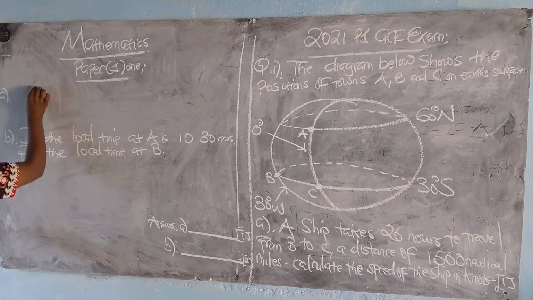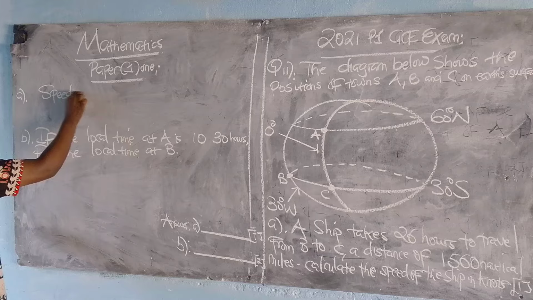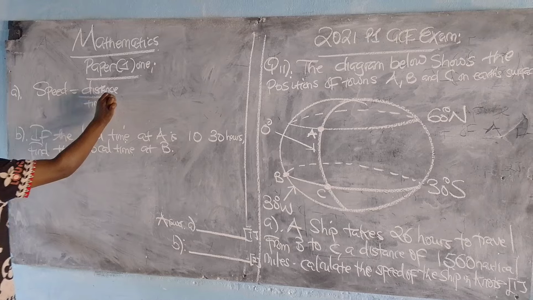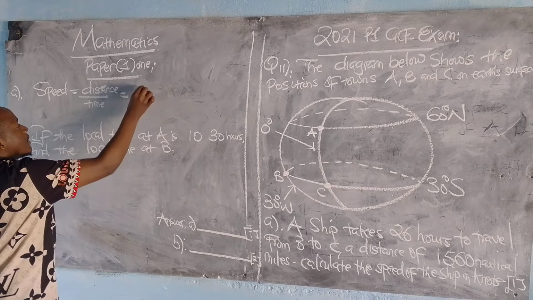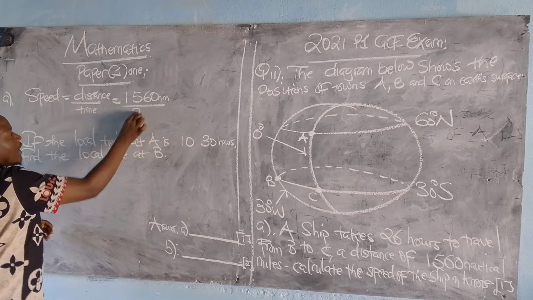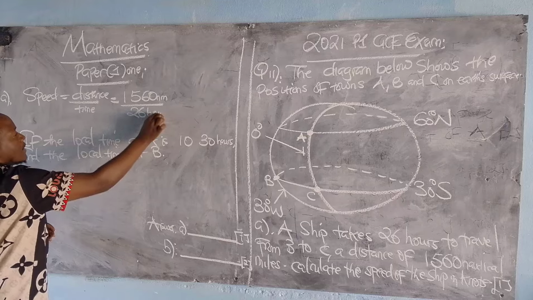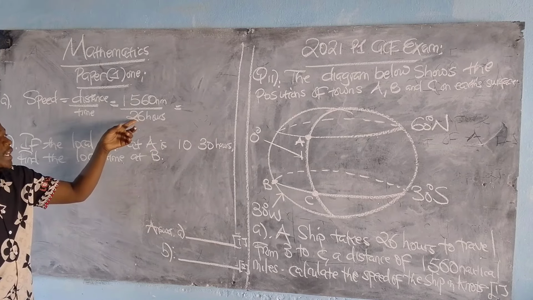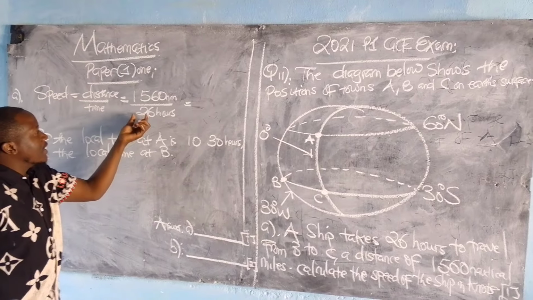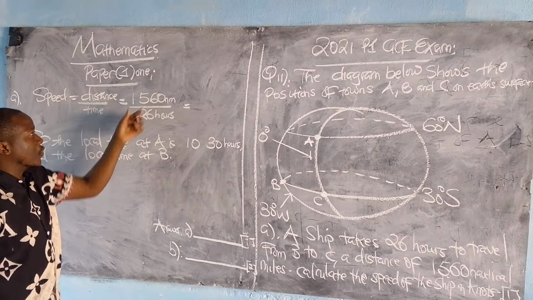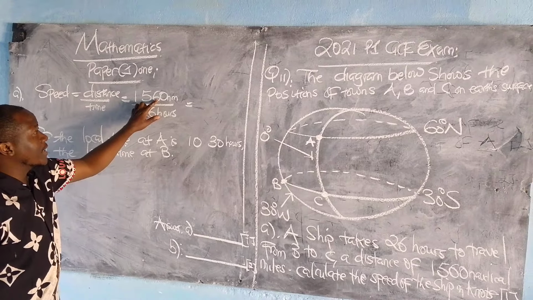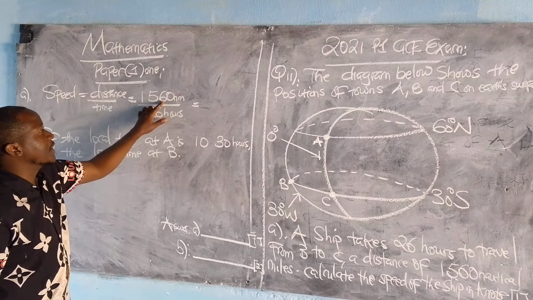So here on A, we're going to say speed is going to be distance over the time taken. So the distance is 1,560 nautical miles over the time taken is 26 hours. Now, when we divide 26 into 1,560, we start by targeting the first two digits. So 26 into 15, it can't because it's smaller. So we take the next digit so that it becomes 156.